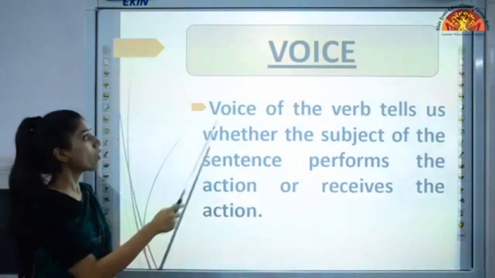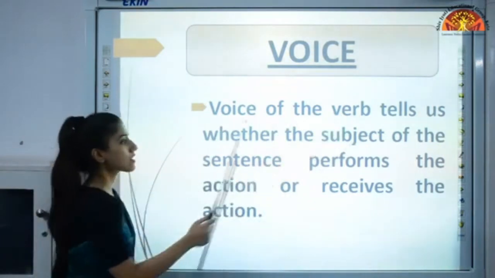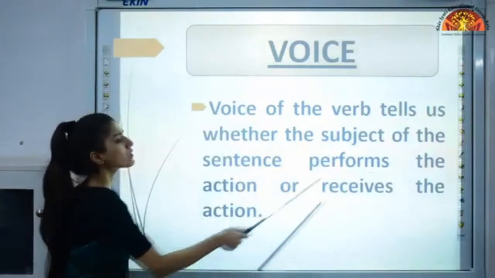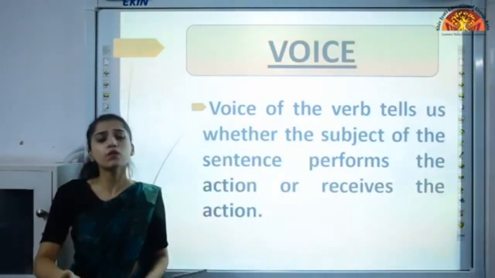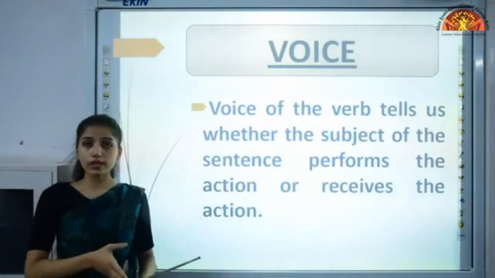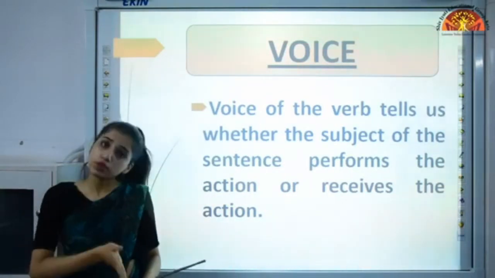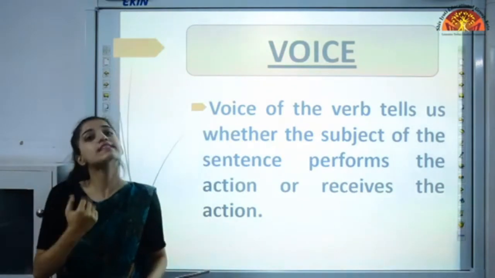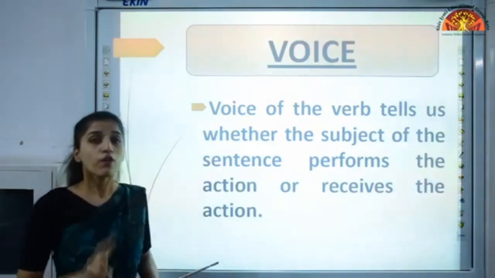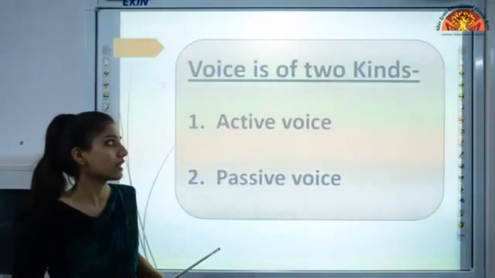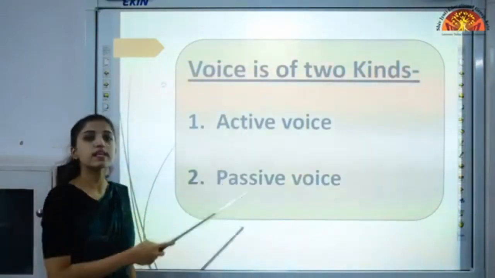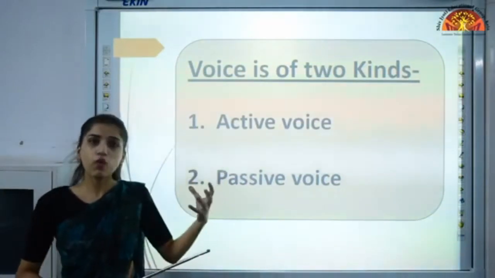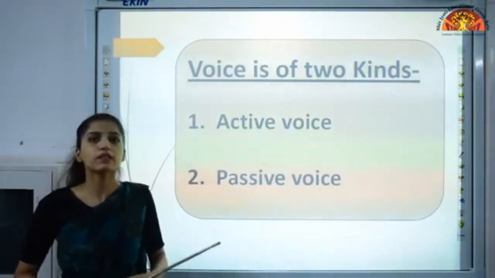Let's understand. Voice of the verb tells us whether the subject of the sentence performs the action or receives the action. In simple words, the voice of the verb tells us whether the subject of the sentence is the doer of the action or the receiver of the action. Now, voice is of two kinds, that is active voice and passive voice. Let's understand in brief.